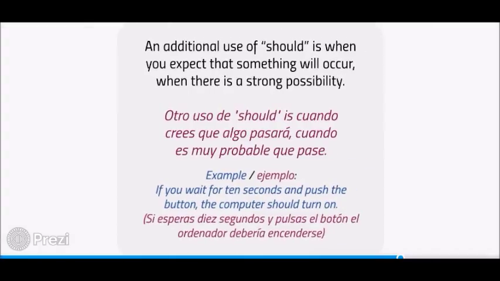An additional use of should is when you expect that something will occur, when there is a strong possibility. Example: if you wait for 10 seconds and push the button, the computer should turn on.